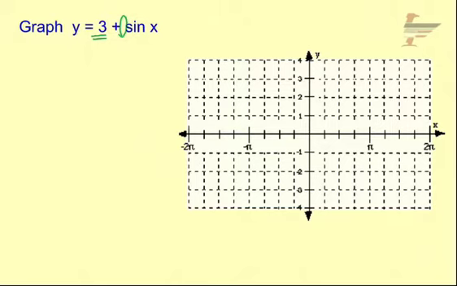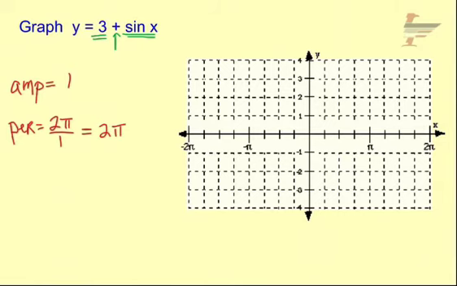If we have a number that is separated from the sine or cosine with addition or subtraction, this is a vertical shift. Now vertical shifts, I'll talk about that in a second. When we graph this, we're going to start by still finding the two main things we needed before. The amplitude, that's the number right in front of the sine of x, which is a 1. And the period we find by doing 2 pi over b. In this case, our b value is 1, so we have 2 pi.